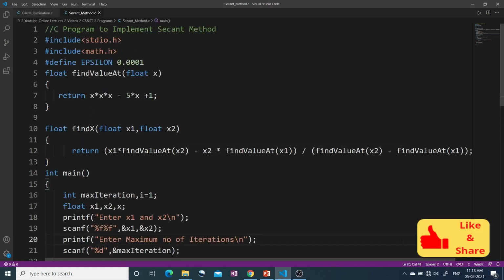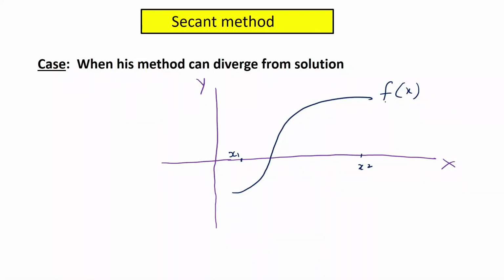So I think you have now understood the C program for the secant method. Now before ending the video, I want to tell you the scenario where the secant method can diverge from its solution. So here you can see the function f(x), and I have shown this function graphically. So this is the x-axis and this is the y-axis. Now there are 2 points x1 and x2 on the x-axis. So according to the secant method, how can you find the x point between x1 and x2?